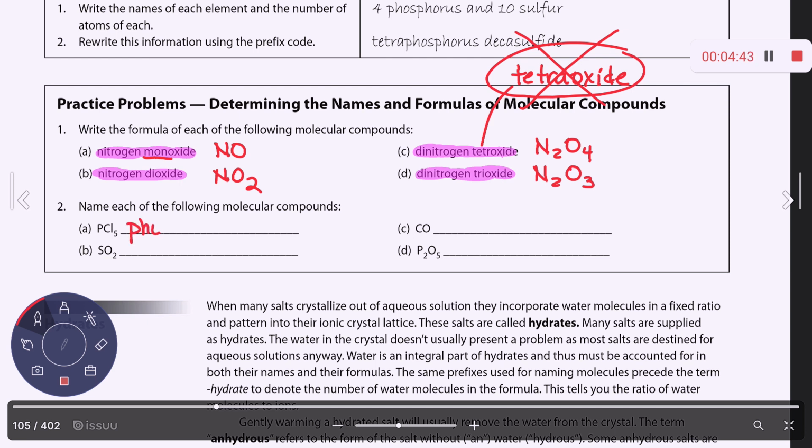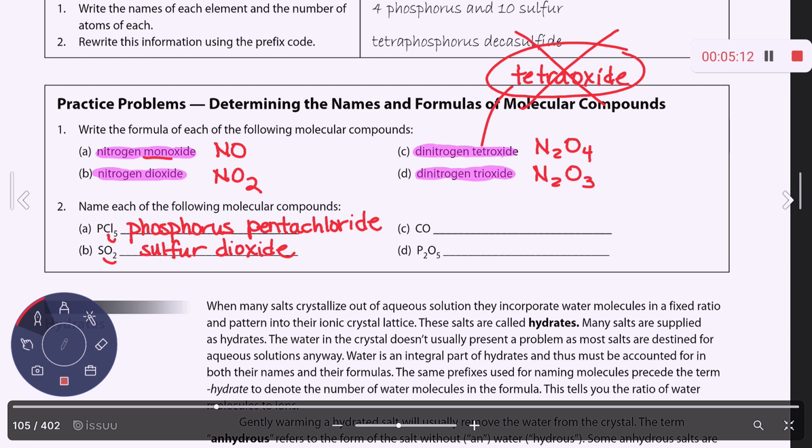PCl5 would be phosphorus. We don't use mono because we only use mono with one oxygen. And then I have five chlorines. This would be pentachloride. And then B, I have one sulfur, so this would just be sulfur. I have two oxygens, so this would be dioxide.